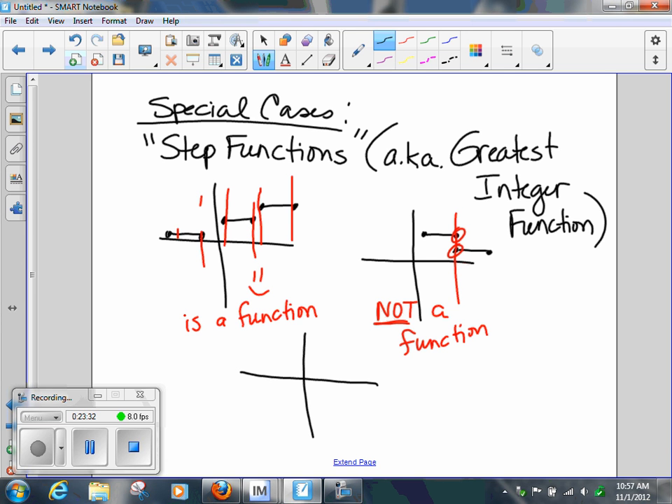One more. Here's the weird part. What if I had that same picture, but I had open circles.